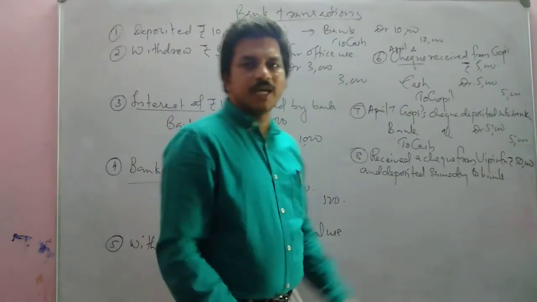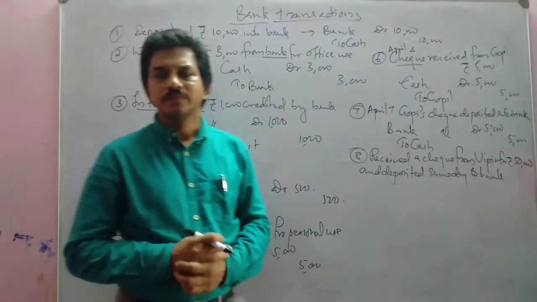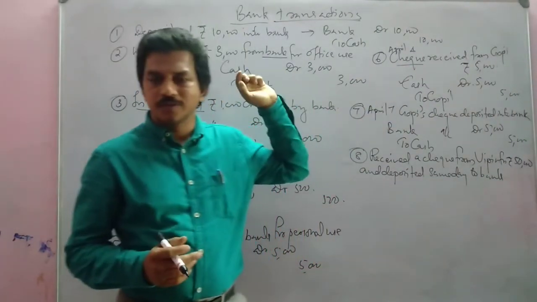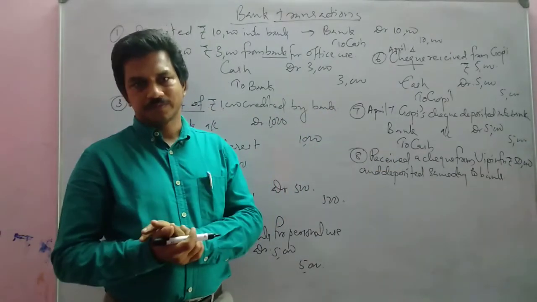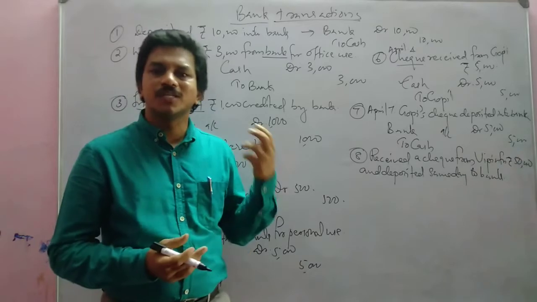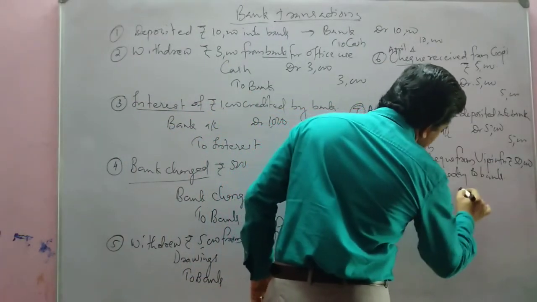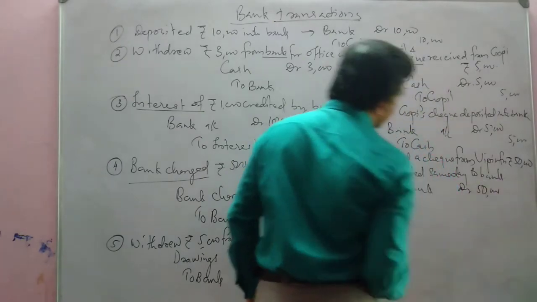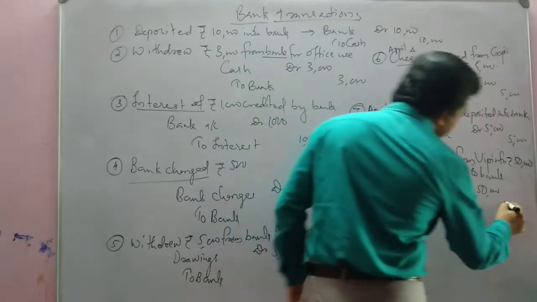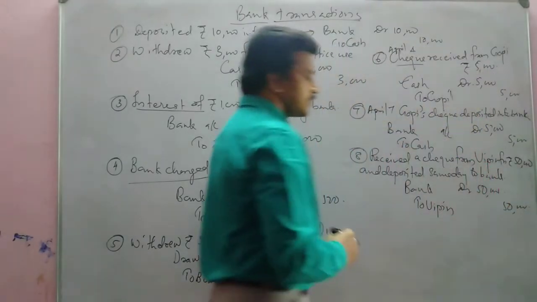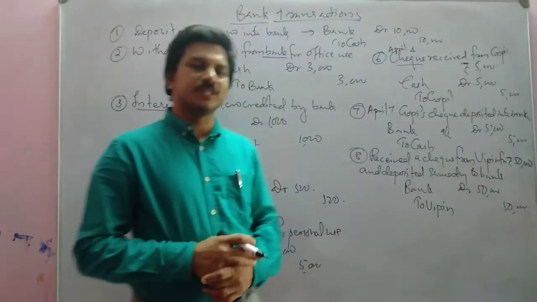So if we deposit that check on the same day, as given in the transaction, then we need not enter that into the cash account. We have to consider that this check is received by bank. Bank is the receiver. Debit the receiver. So we will write bank debtor 50,000 to Vipin 50,000. Okay. Bank debtor 50,000 to Vipin 50,000 will be written.